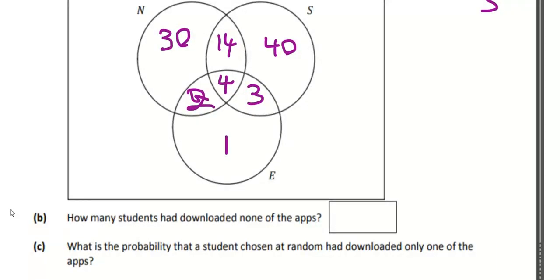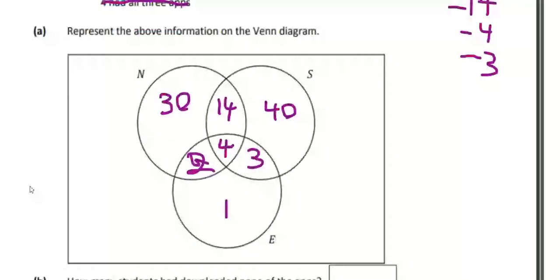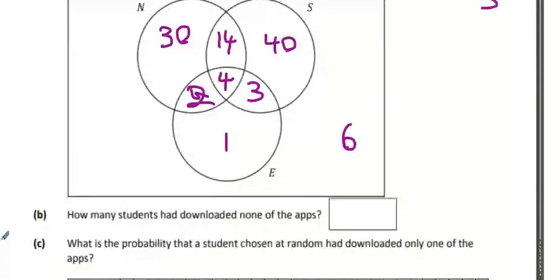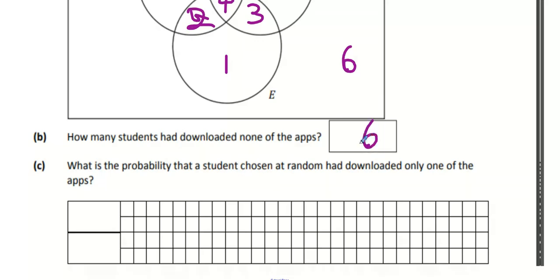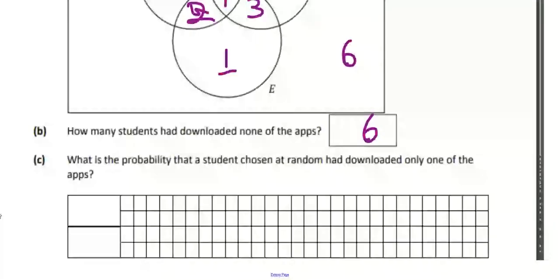Okay. How many students downloaded none of the apps? It adds up to 94 and there'd be 6 on the outside, okay? So we go for 6. What's the probability that a student chosen at random had downloaded only one of the apps? Only one? 71. Out of how many?